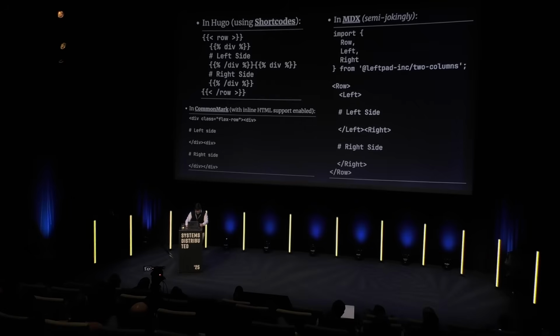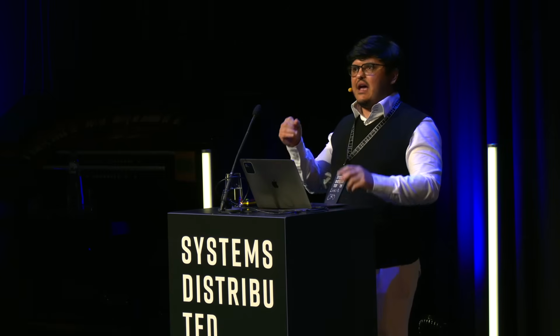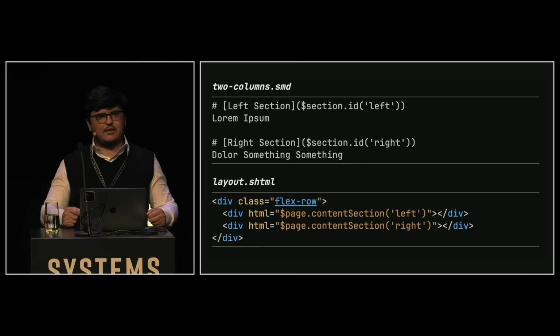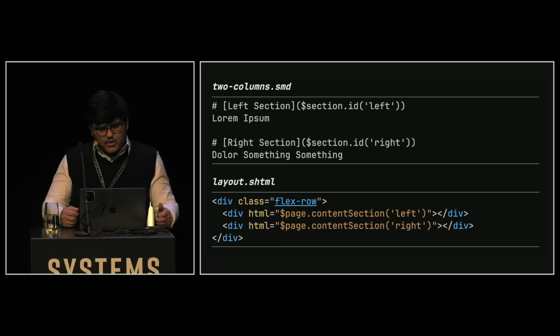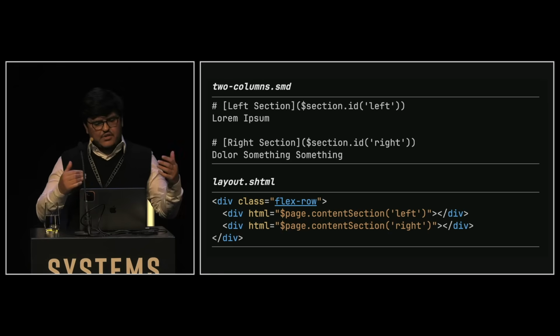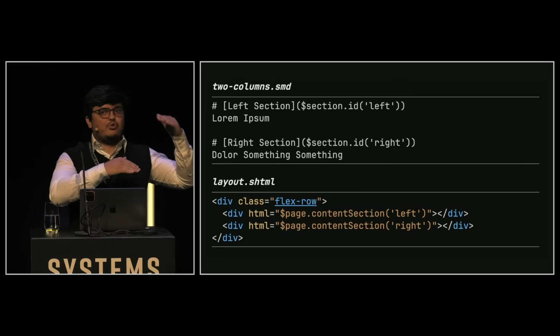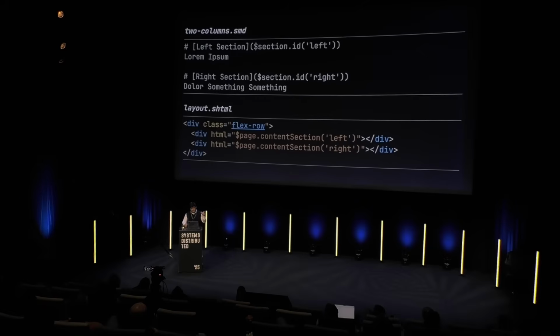So let me show you how I do it in Zine. In Zine, I basically extended Markdown. I have a normal Markdown parser, and then I analyze the Markdown AST, and I guess apply transformations to it. And the way it works is that I basically have this concept of sections where you can split your Markdown file into multiple sections. Each section has an ID. And then in the layout, you can render specific sections.